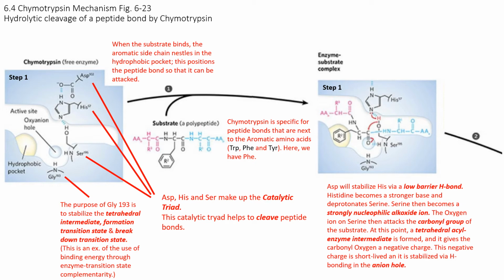At this point, a tetrahedral acyl enzyme intermediate is formed, and it gives the carbonyl oxygen a negative charge. This negative charge is short-lived, and it is stabilized via hydrogen bonding in the oxyanion hole right here.